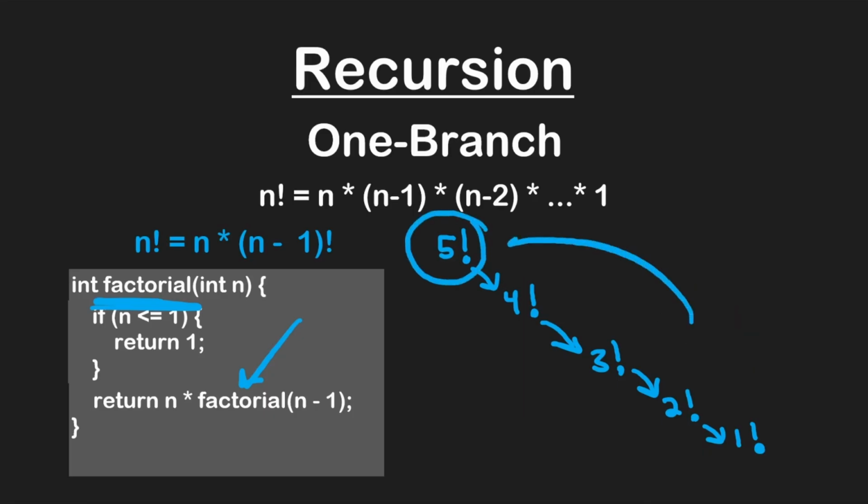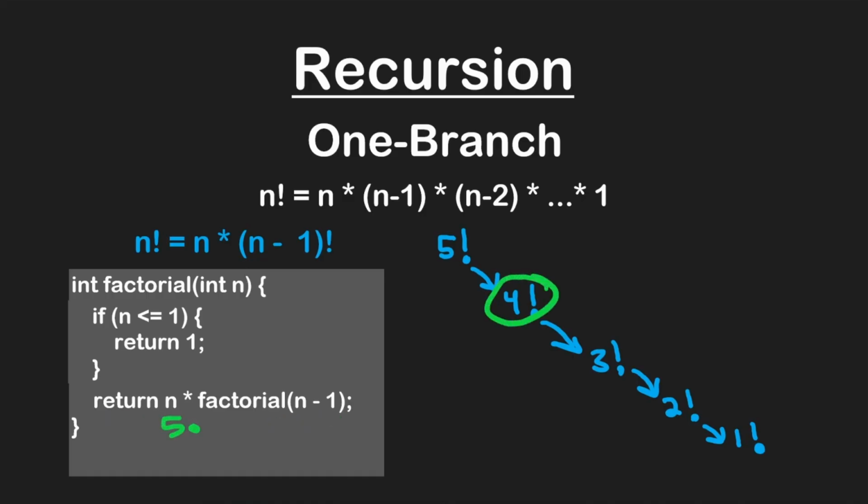We would never go back here. We would just keep going down and keep getting more negative and negative and negative. So how is this actually going to run? Well, let's say we were given 5 as the input. 5 is not less than or equal to 1, so we say that we're going to return 5 times 4 factorial. So that's how we go down here.